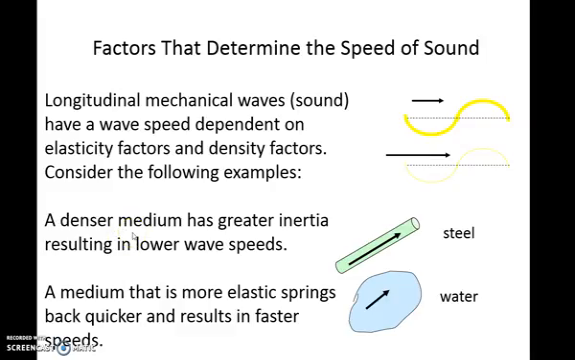So, factors that determine the speed of sound. Longitudinal mechanical waves have a wave speed dependent on elasticity factors and density factors. Consider the following examples. A denser medium has greater inertia, resulting in lower wave speeds, a denser medium being here the steel rod. A medium that is more elastic springs back quicker and results in faster speeds. So water, which is more elastic, and like air is very elastic, will bring you greater speeds of sound.